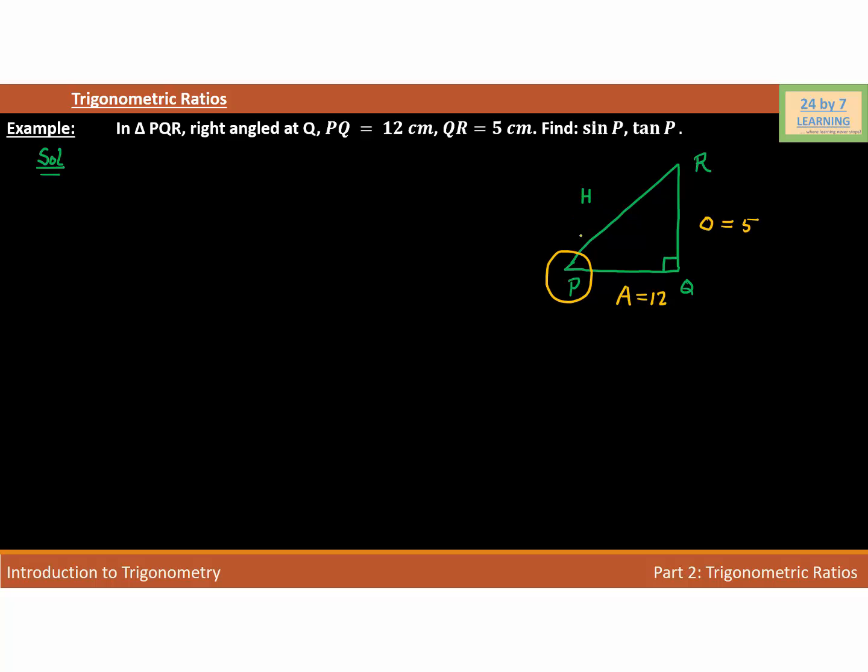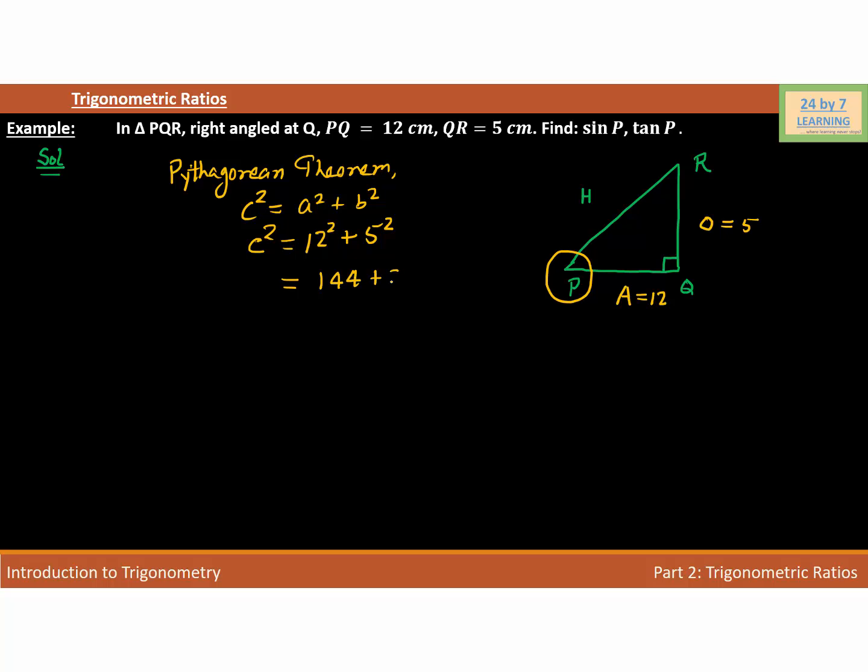Now what I'm missing is the length of the hypotenuse. So I'm going to use the Pythagorean theorem. The Pythagorean theorem states that C squared is equal to A squared plus B squared, and we don't know C, so I will write C squared is equal to A, which is my 12, or I can take any of these. So I'm taking A as 12, so I'll write 12 squared plus my O, which is 5 and is basically B, so I will write 5 squared as B.